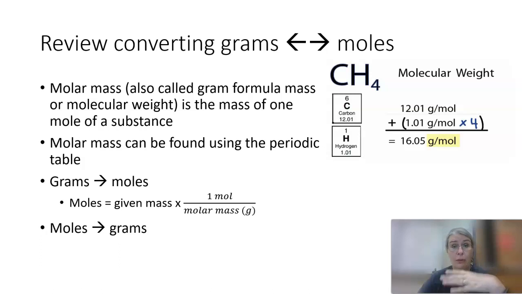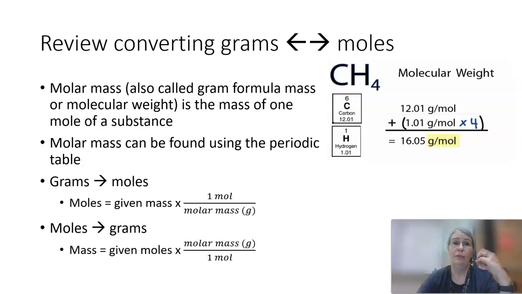If we're going from moles back into grams, say we've completed our reaction and we want to know what we will measure, then we're going to take our number of moles and multiply by the molar mass because we'll need to put the mole on the bottom to cancel and the gram will be on top.